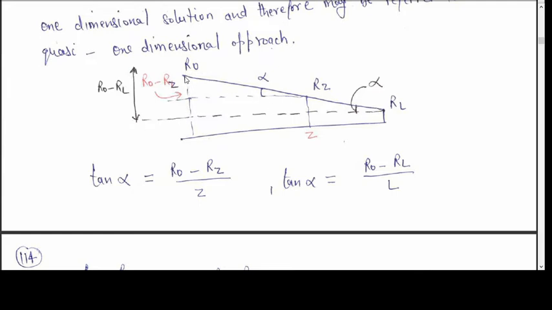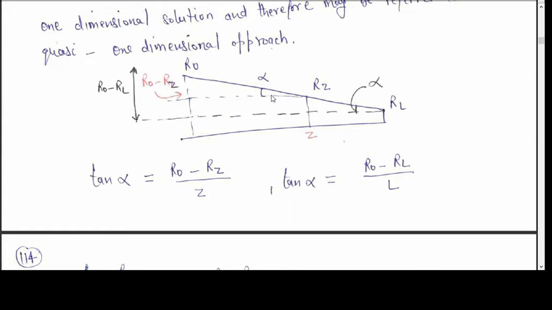So this particular dimension is r0 minus rl, and for the smaller triangle, if we draw it at any position z, the corresponding radius is rz. So this difference would be r0 minus rz. So we are correlating rz to r0, rl and z.